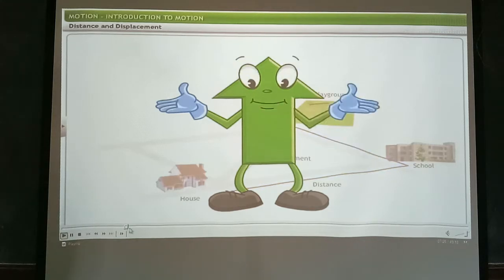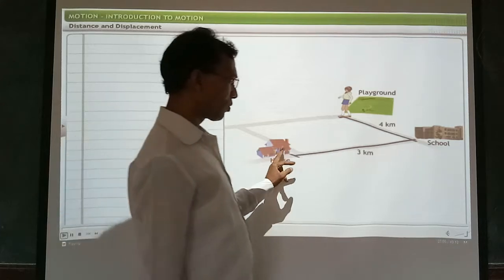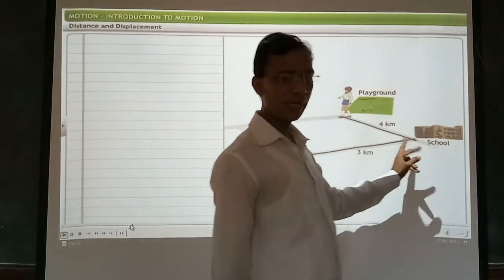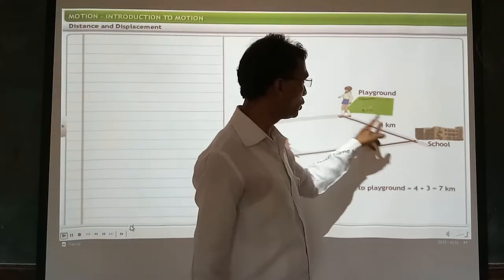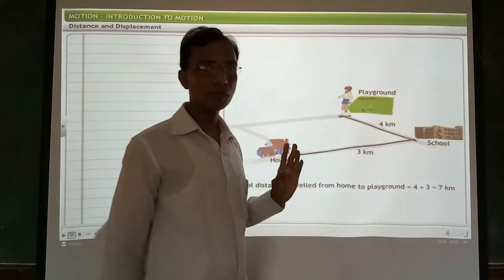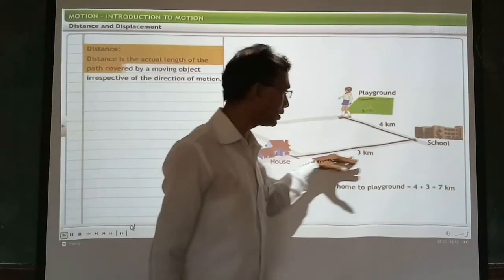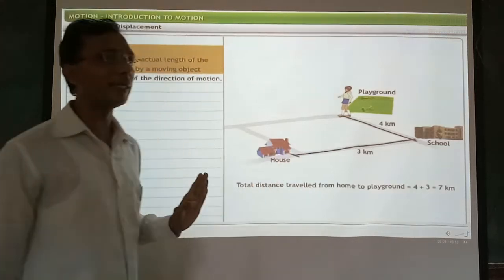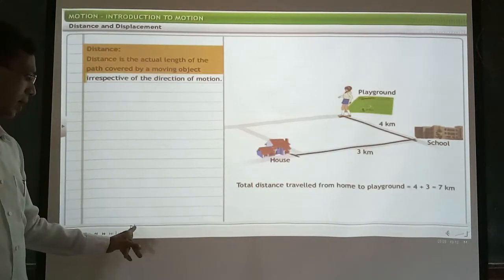So let us consider from house to school, it is a 3 kilometer distance, and from school to playground you cover the distance 4 kilometer. Here the total distance you would cover is 3 kilometer plus 4 kilometer. So total 7 kilometer.